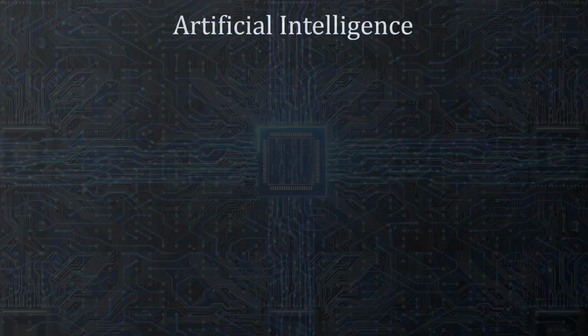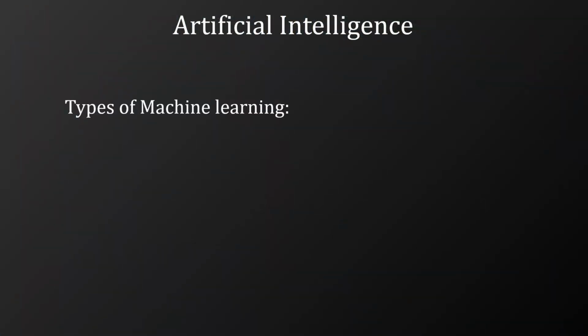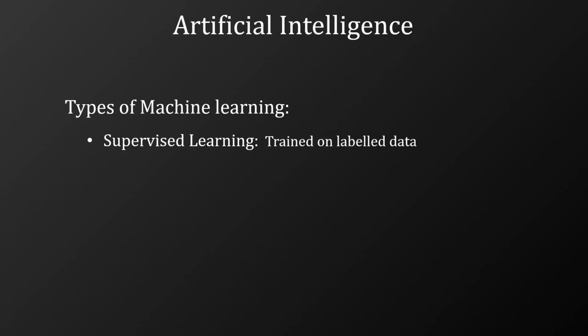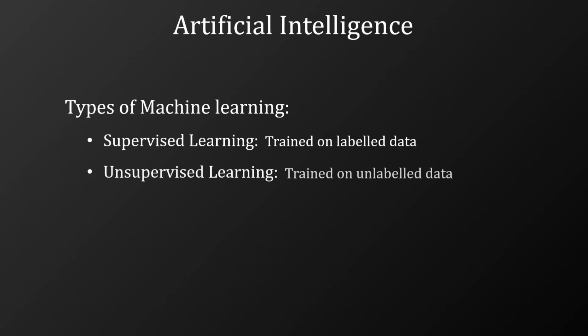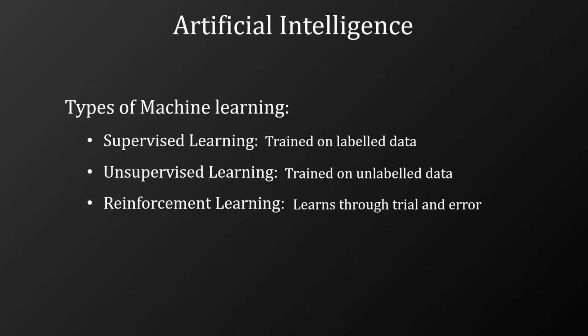There are different types of machine learning methods, depending on how the system learns. Supervised learning. This is the most common method, where the AI is trained on labeled data, like the cat example. Unsupervised learning. Here, the AI tries to find patterns in data that doesn't have labels, for example, grouping similar-looking pictures together. Reinforcement learning. The AI learns through trial and error, like a video game character improving as it plays.